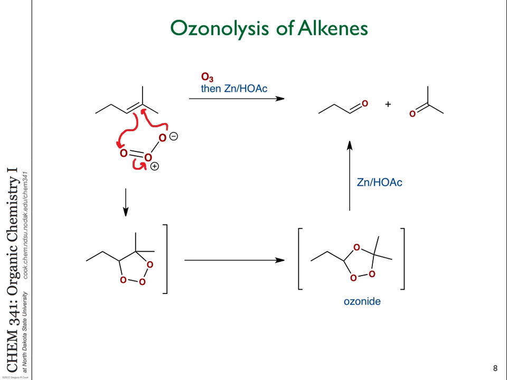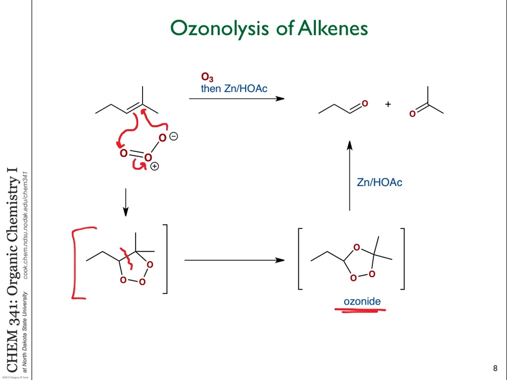That reaction produces an intermediate, which looks like that, and then this actually undergoes a rearrangement. It's a pretty complicated rearrangement. I wouldn't worry about it. But in that process, this CC bond is breaking. And we get this intermediate, which we call an ozonide.